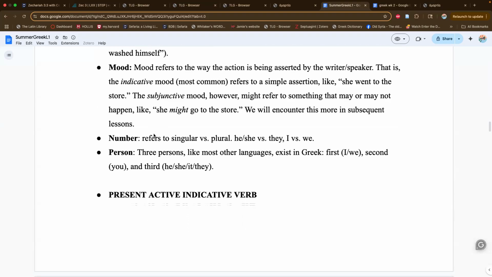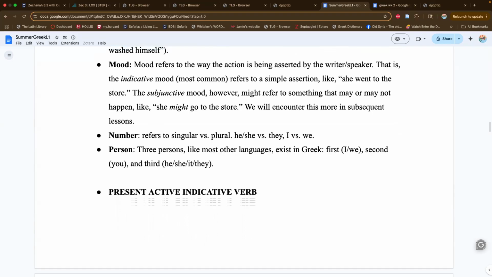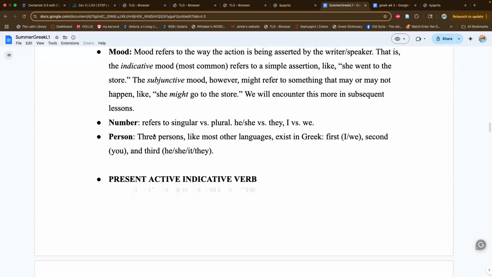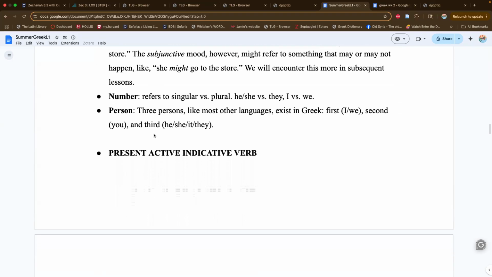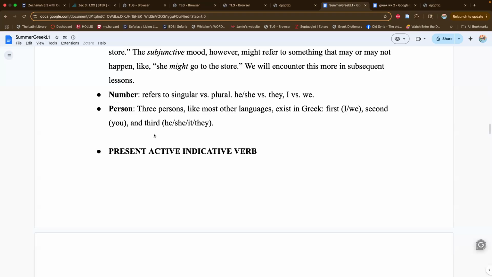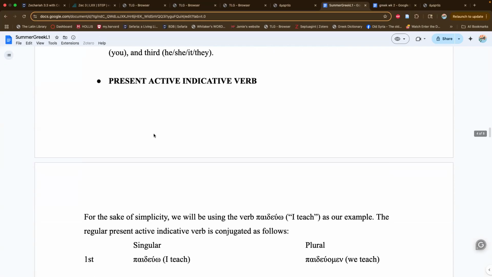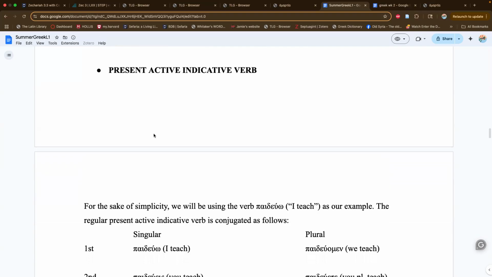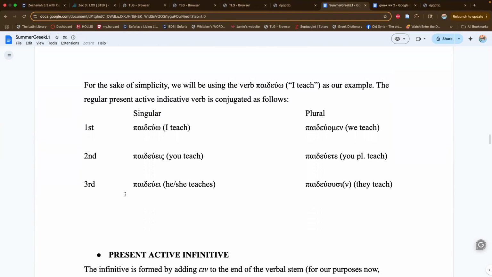Mood we already talked about, and I won't give it too much attention just because it'll be explained more fully later. But you can read that on your own if you want. And then person or number, this is the big thing. Plural versus singular is indicated, and then also the three persons, I, you, he, she, they, are also indicated in the verb. So now, back to Greek, we can look at the different inflections.